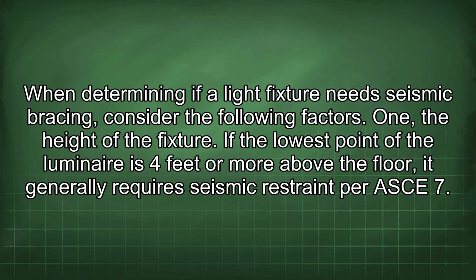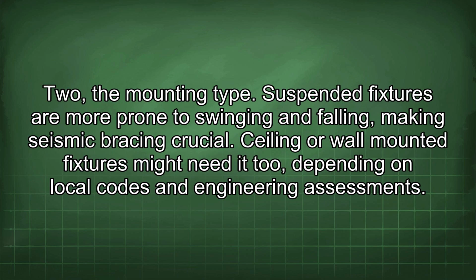When determining if a light fixture needs seismic bracing, consider the following factors. 1. The height of the fixture. If the lowest point of the luminaire is 4 feet or more above the floor, it generally requires seismic restraint per ASCE 7. 2. The mounting type. Suspended fixtures are more prone to swinging and falling, making seismic bracing crucial. Ceiling or wall-mounted fixtures might need it too, depending on local codes and engineering assessments.